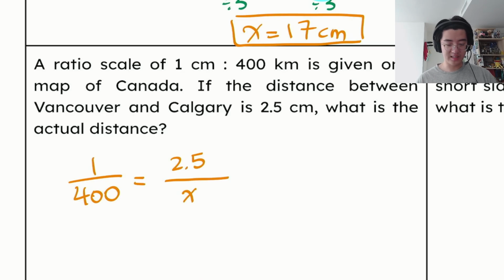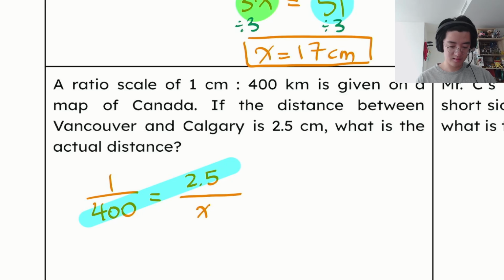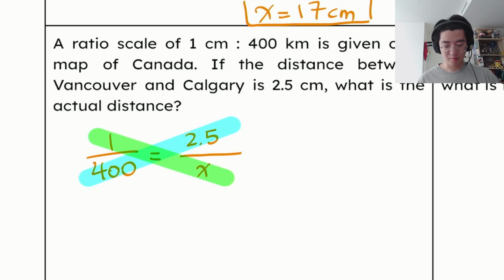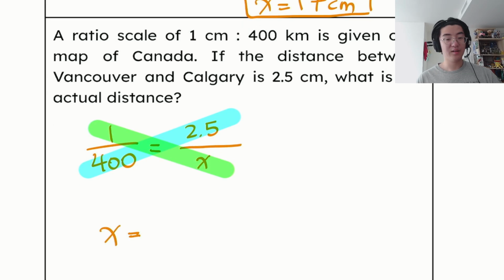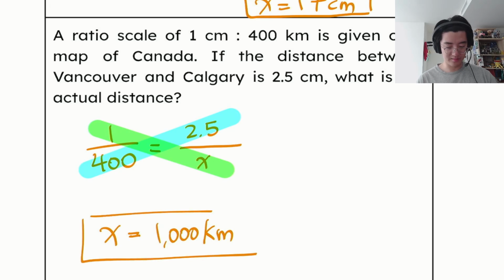We do our little butterfly cross multiplication here. This one's a lot simpler. 1 times x is just x, and 400 times 2.5 is 1,000. We can just leave it like that, but again, we have to remember to put our units, which is kilometers. This is actually a pretty good estimate. Between Vancouver and Calgary, it is around 1,000 kilometers, and that's why maps are useful, because we don't need a big map. We can just have a small map and measure the distance on the map to get an estimate of the actual distance.